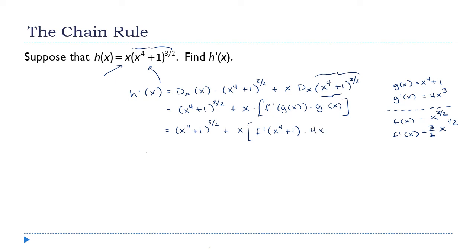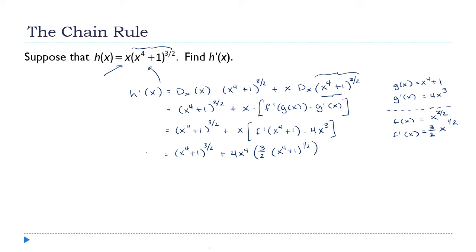That's 4x to the third. So still (x^4 + 1)^(3/2) plus x. Let me bring this 4x to the third out. 4x to the third times x is 4x to the fourth. F prime of x to the fourth plus 1 is going to be 3/2 times (x^4 + 1)^(1/2).